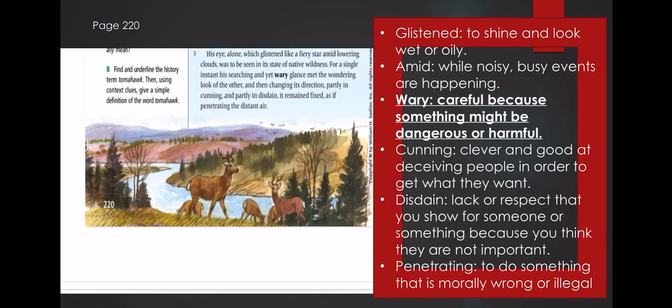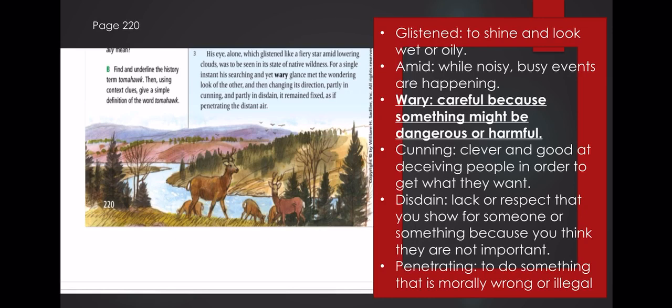So he is describing his eyes, which were shining and looked oily, as if wet, as if they had tears in them, like a fairy star amid busy and noisy events, lowering clouds. It was to be seen in its state of native wildness. So he describes his eyes like a fairy star.